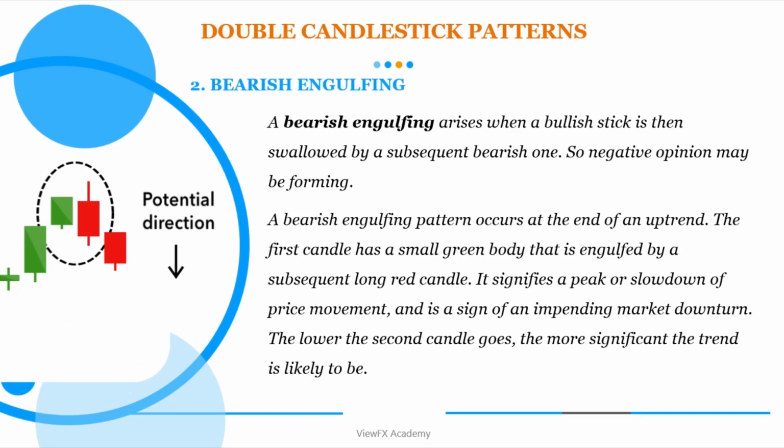A bearish engulfing pattern occurs at the end of an uptrend. The first candle has a small green body that is engulfed by a subsequent long red candle. It signifies a peak or slowdown of price movement, and is a sign of an impending market downturn.